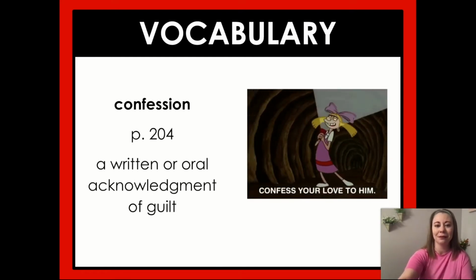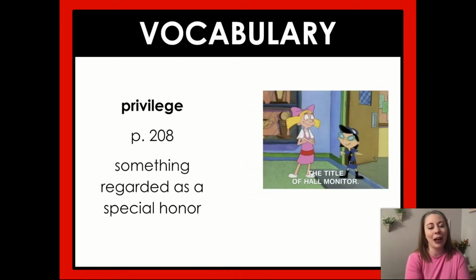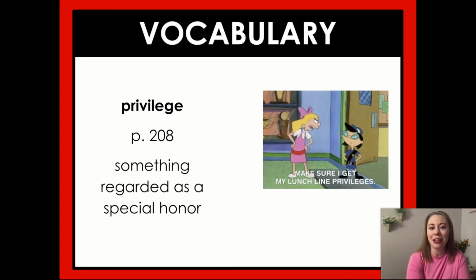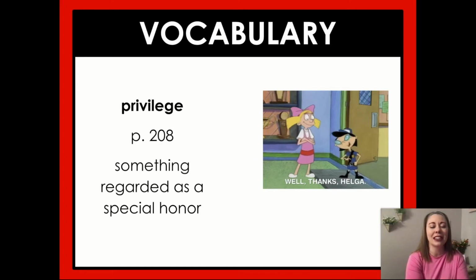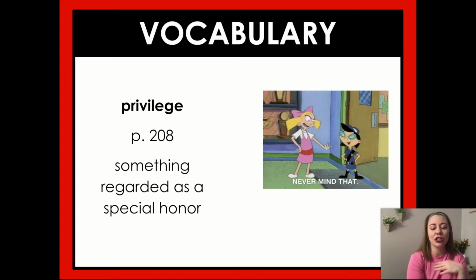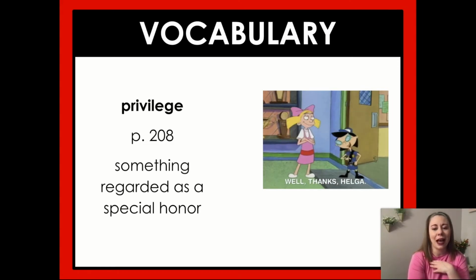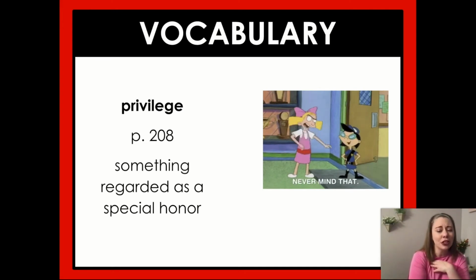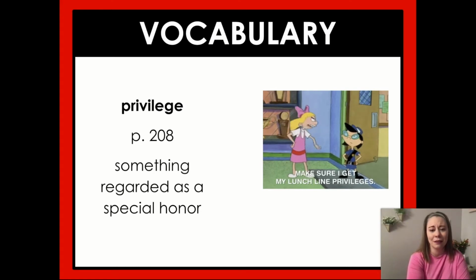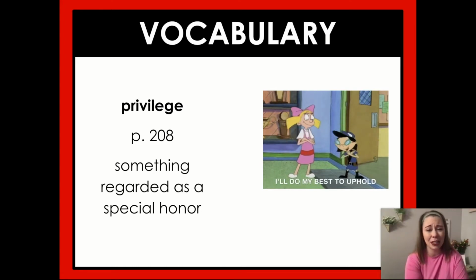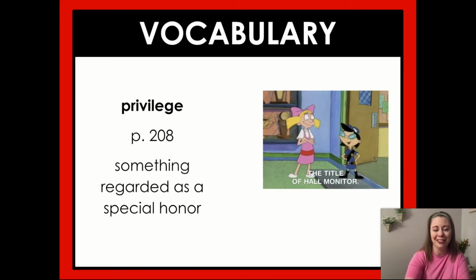So a confession is a written or oral acknowledgement of guilt, or really just like telling a secret, right? And then I have another GIF from Hey Arnold for this next word, privilege. We're going to see privilege on page 208, and it is something regarded as a special honor. Here we have Phoebe, saying that she's going to do her best with the title of hall monitor. And then Helga is saying, excuse me, make sure that I get my lunch line privilege. So Helga is trying to have that special honor, probably trying to be the first in line for lunch.